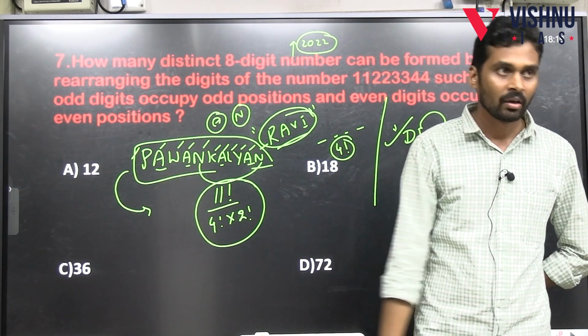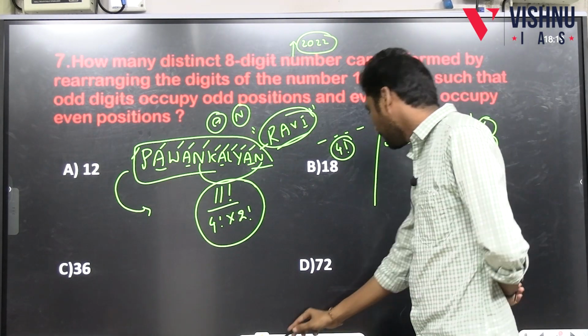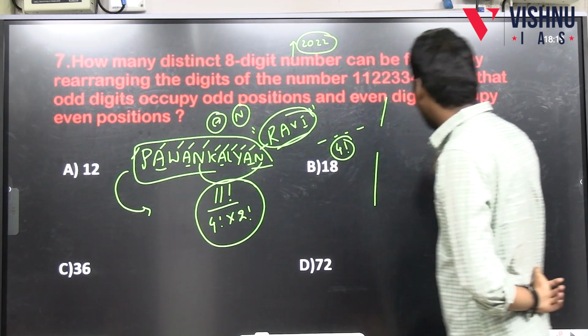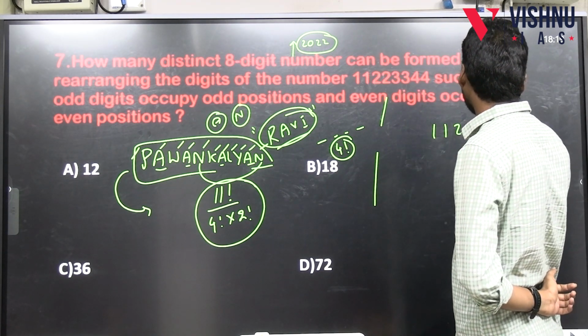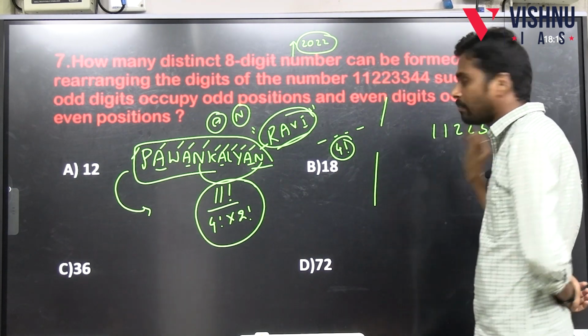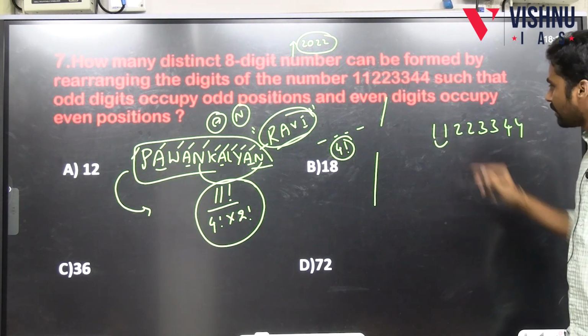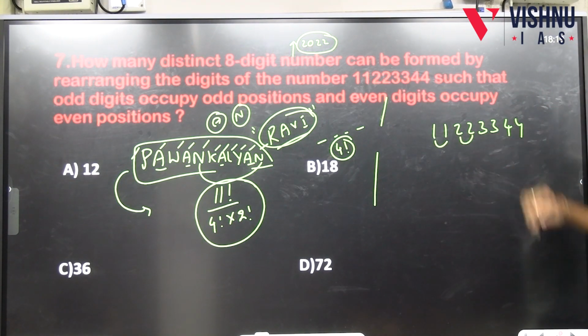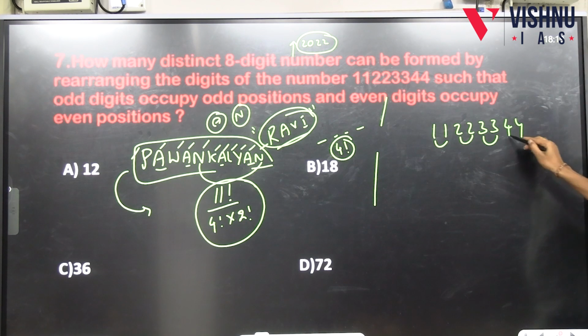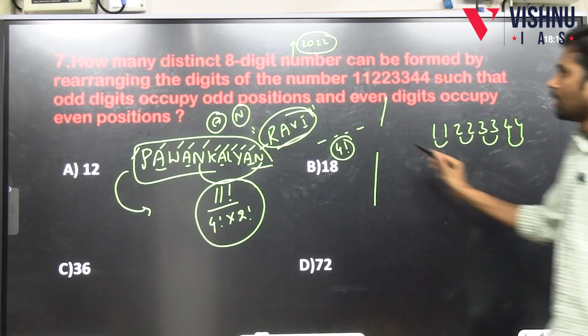In the given words or in the given numbers, if any are repeating, then it is considered in this way. Now if you take this example, what is the number? The number is 11, 22, 33, 44, which means the numbers are repeating, right? 1 is repeating 2 times, 2 is repeating 2 times, 3 is repeating 2 times, 4 is repeating how many times? 2 times.